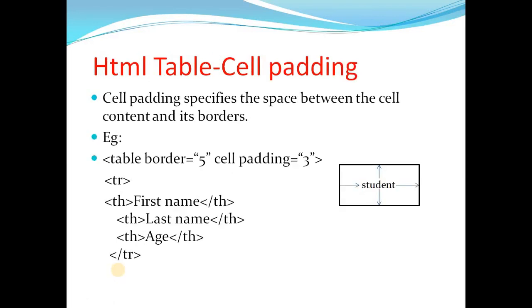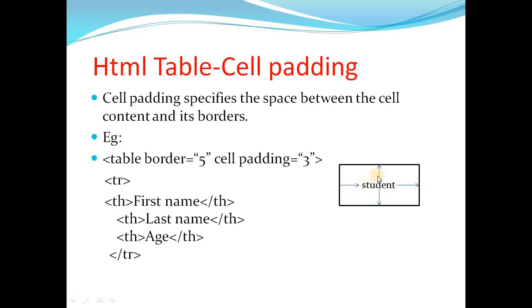Now in an HTML table there will be cell padding. So what is cell padding? Cell padding specifies the space between the cell content and its borders. Here this is a cell, and here I have written student. The space between this cell border and the data, this space is called cell padding. The space between this line and the data is called cell padding.